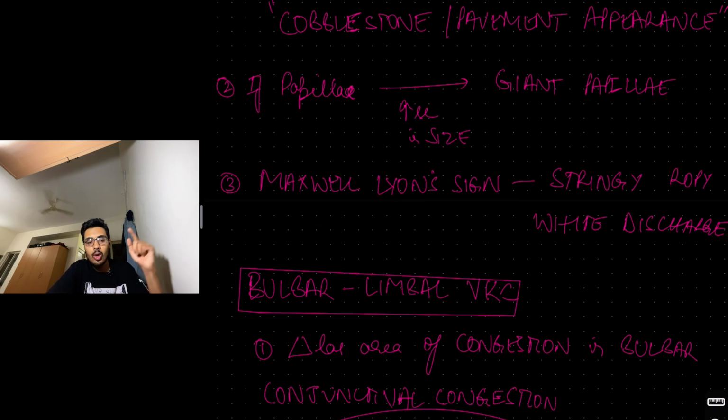So the stringy ropey white discharge is known as Maxwell-Lyon sign. You have giant papillae, and then you have the cobblestone appearance or pavement appearance because of papillae in the upper palpebral conjunctiva. So these are the signs of palpebral VKC.